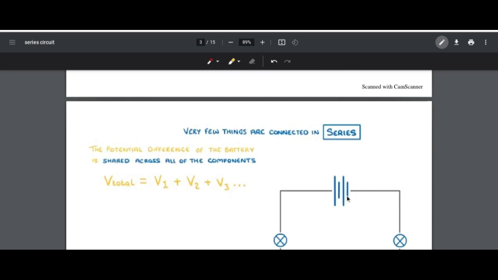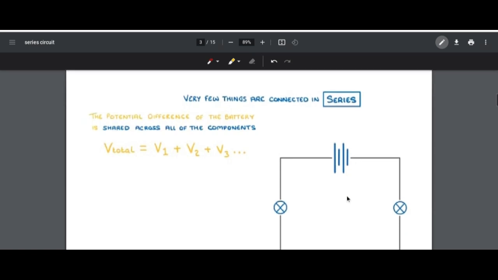As I told you, this is the formula I'm talking about, that very few things are connected in series. Very few things. Do you know how many things can be connected in series? Like only the bulb, the source, the potential difference, and then the current. Only these few things can be connected in a series circuit.